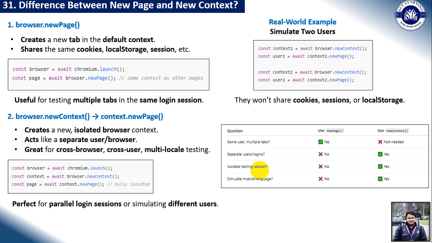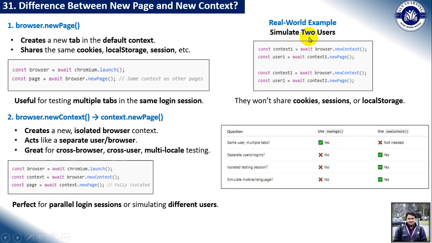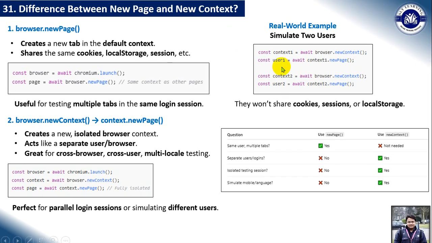But when you have context 1 here, I have displayed the real-time example. When you have context 1 for the new page and context 2 for the new page, page 2, that means these two users are separate. They cannot share the cookies, local storage and session information. So always make sure: if I use context 1.newPage for user 2, they are sharing. But here we are creating a separate context for the separate page for the browser, so they are not sharing the cookie, session and local storage. This is the key thing.